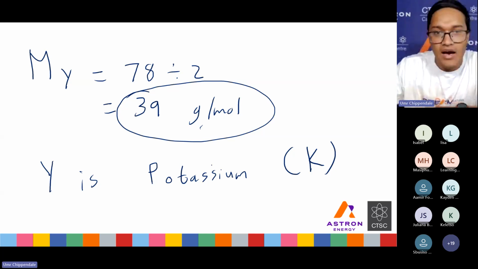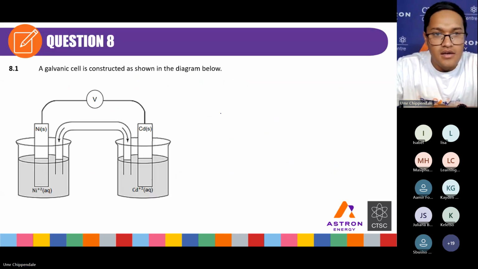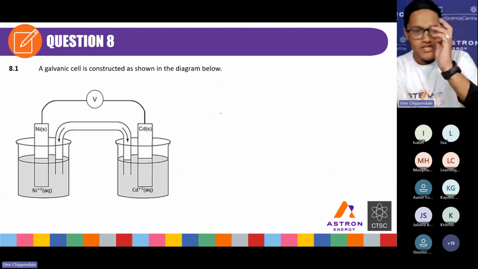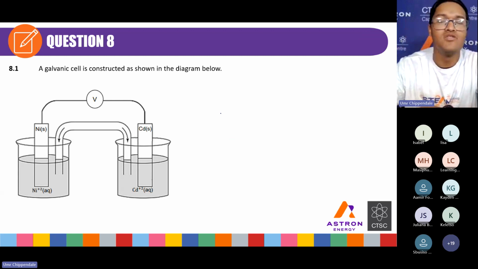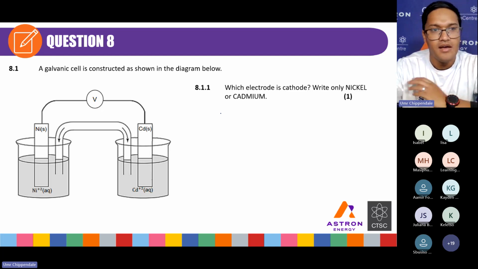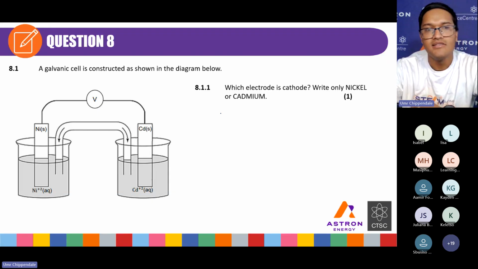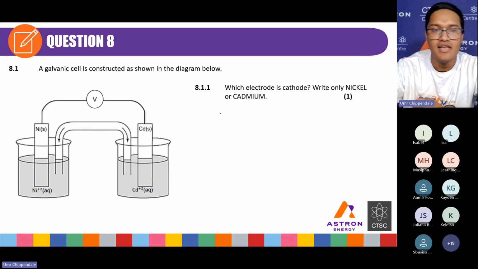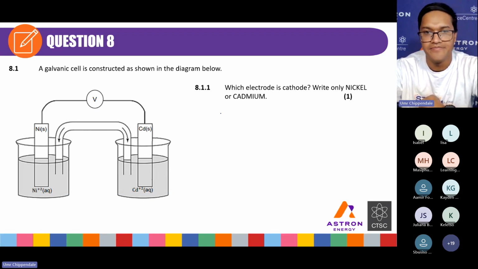Okay then. Now that was 7.3.3. Moving on to our last two full questions. So these are electrochemistry. Now, 8.1, a galvanic cell is constructed as shown in the diagram below. It's given over here. 8.1.1, which electrode is the cathode? Is it nickel or cadmium?